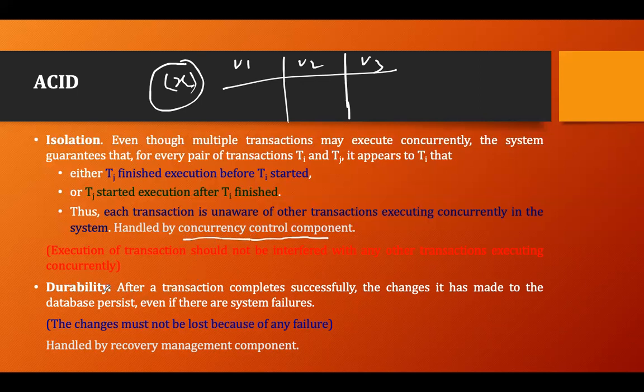Now the last one is called durability. After a transaction completes successfully, the changes it has made to the database persist even if there is a system failure. So it says that if a transaction completes its execution successfully, whatever changes are done by the transaction should be reflected in the database, even though a failure occurred after the successful completion of the transaction. The changes must not be lost because of the failure. Who will take care of that? It will be taken care of by the recovery manager component. So we'll see that also.